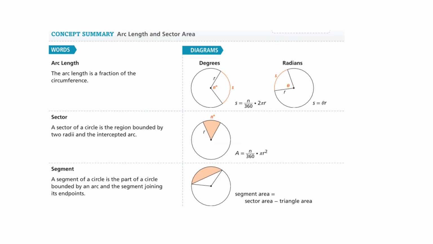And in summary, this is a nice chart that shows everything that we've done so far. When it comes to arc length, you have to remember when to use one equation versus when to use another, when you have degrees versus when you have radians. When it comes to sectors, the most important part would be the radius squared. People tend to forget to do that when they multiply. If you just multiply by r, then that's not the correct answer. Segments, the most complicated part is probably always going to be finding the area of the triangle, because you're going to be using trigonometry.